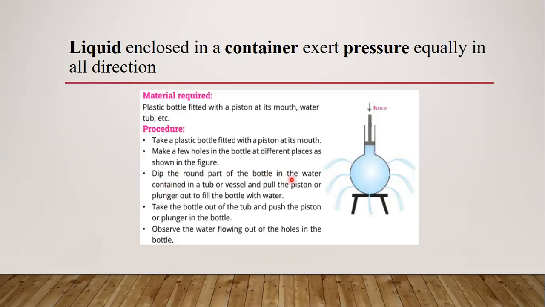Dip the round part of the bottle in the water contained in a tub or vessel and pull the piston or plunger out to fill the bottle with water. Okay, now after that, take the plastic bottle out of the tub, because we have filled our bottle. The next step is to push the piston inside the bottle. Now push the piston or plunger and observe the water flowing out of the holes in the bottle.